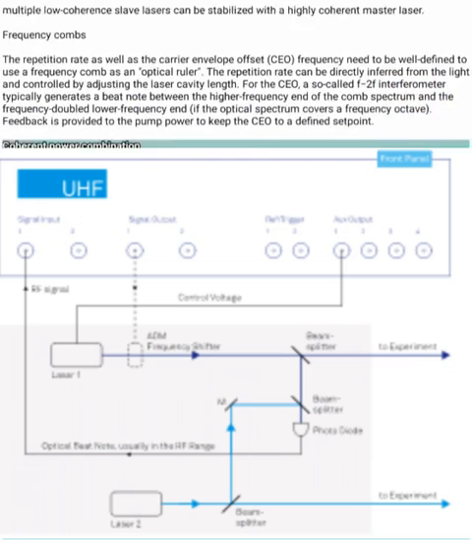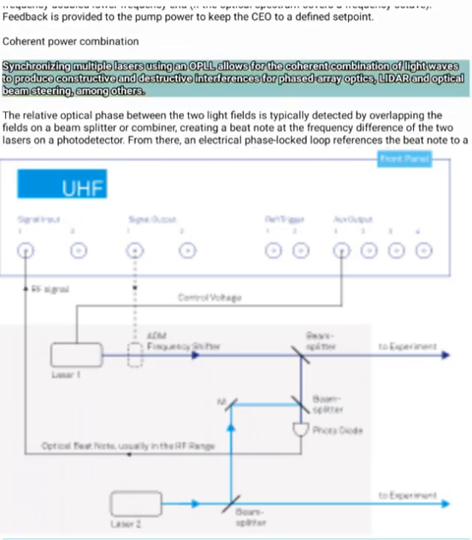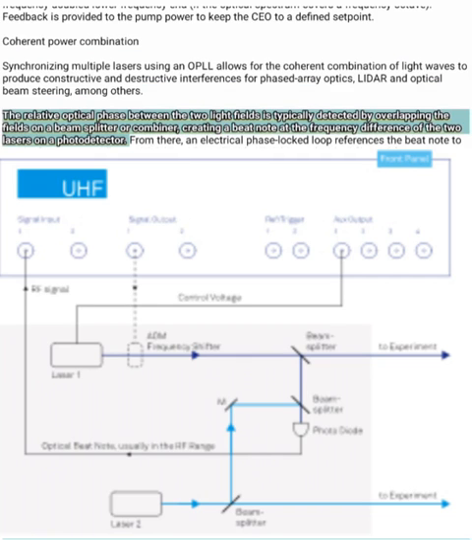Coherent power combination. Synchronizing multiple lasers using an OPLL allows for the coherent combination of light waves to produce constructive and destructive interferences for phased array optics, lidar and optical beam steering, among others. The relative optical phase between the two light fields is typically detected by overlapping the fields on a beam splitter or combiner, creating a beat note at the frequency difference of the two lasers on a photodetector.